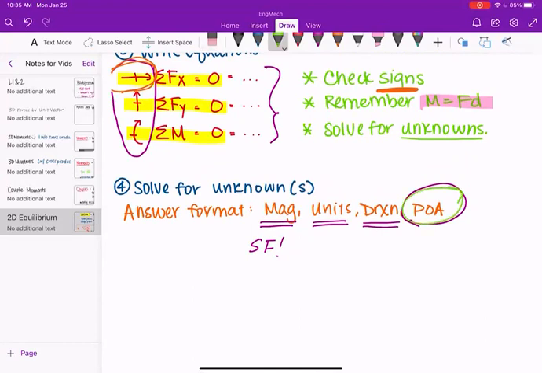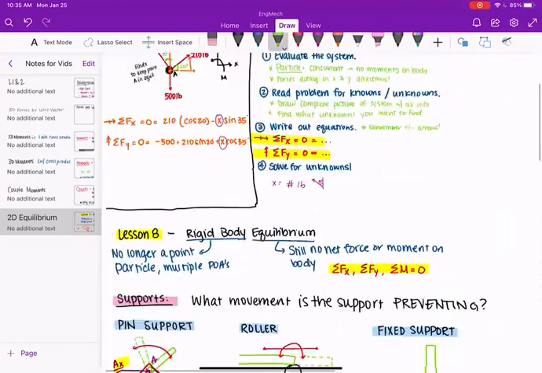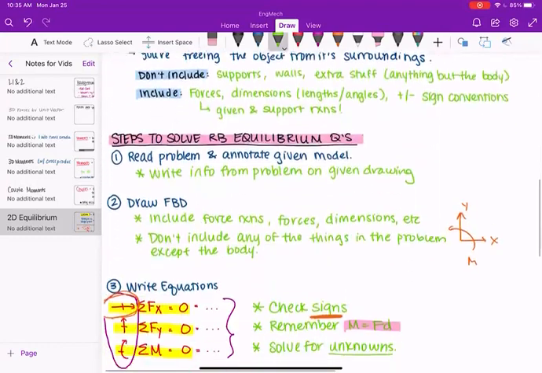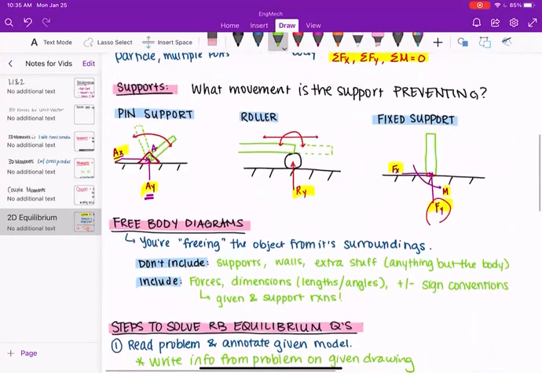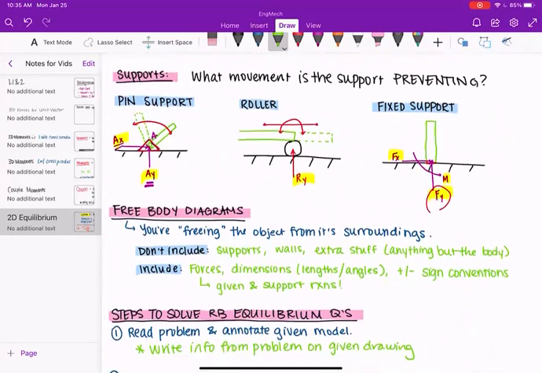So equilibrium is a little bit complicated because you're combining not only all of the information you've done to this point, but now you have to consider supports and free body diagrams. So it's going to take practice.